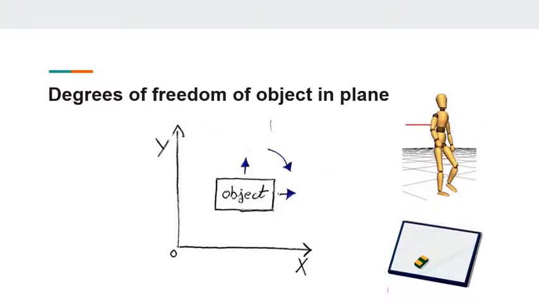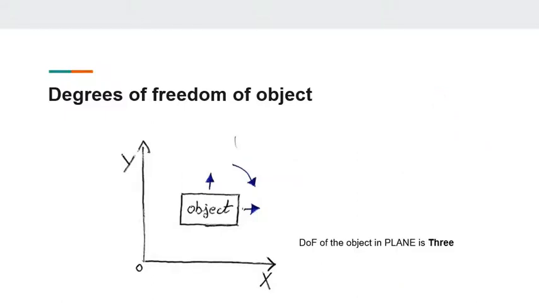Another example of such planar objects is the duster while rubbing the whiteboard. Since these planar objects have only three independent motions, the degrees of freedom of such objects is 3.